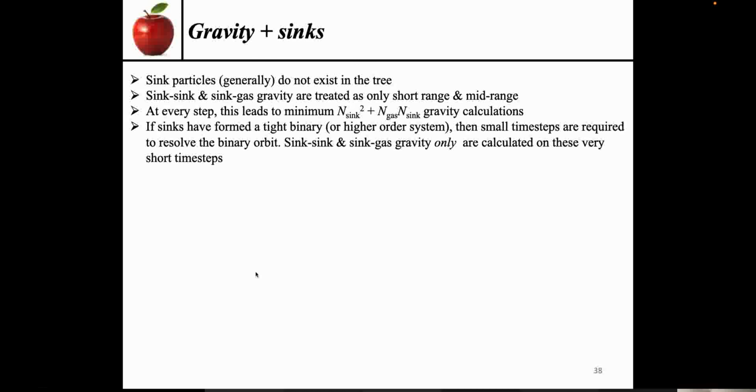For a lot of the codes that we use, we end up just doing basically an n squared calculation when it comes to the sinks. So for each sink particle, it's typically just n_sink squared plus n_gas times n_sink calculations. As long as you only have maybe a few hundred sinks, this is really not too expensive, but it is, again, something to consider.